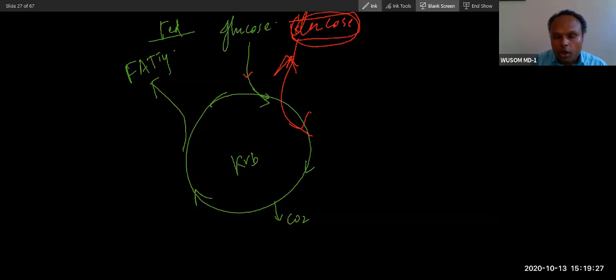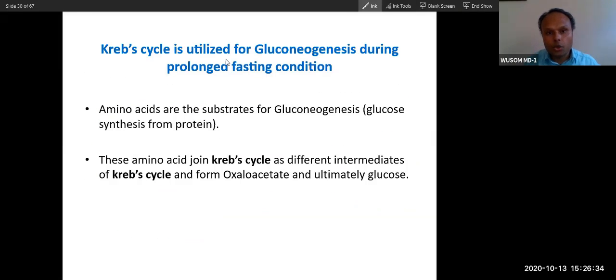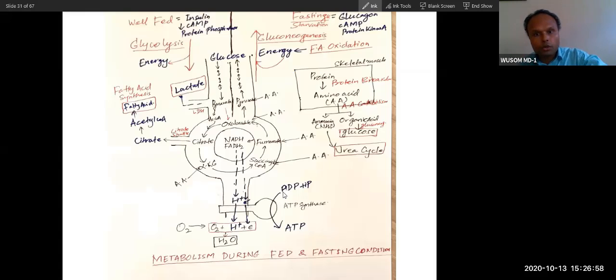So glucose will be produced. We will see briefly how glucose is produced during fasting condition. The Kreb cycle is utilized for gluconeogenesis. I told you it is required for glucose synthesis as well as for glucose breakdown. These amino acids join the Kreb cycle as different intermediates. You can see, this is a complete picture. Everything is incorporated into one picture. I did not find any picture like this, that is why I made it like this.